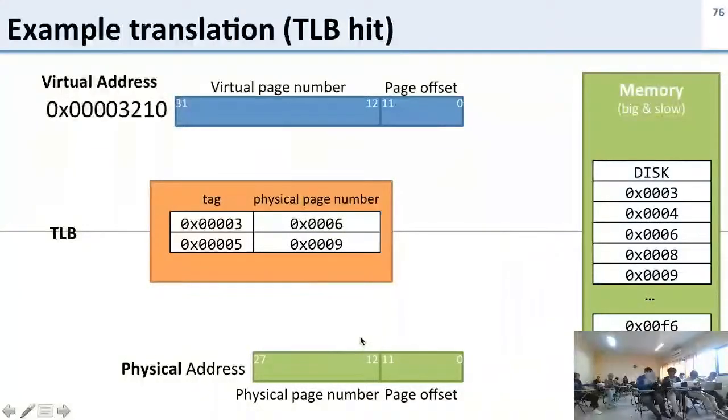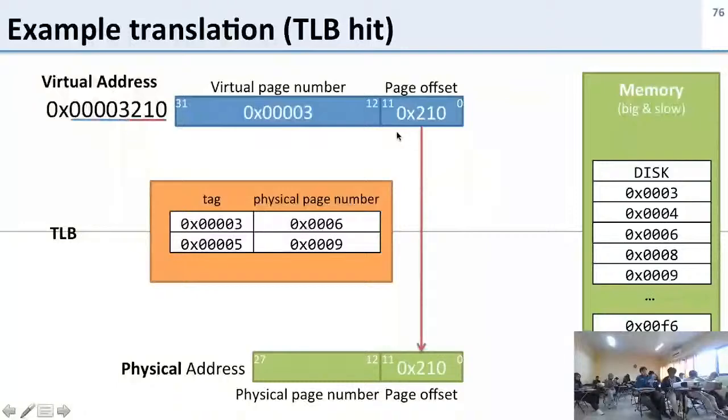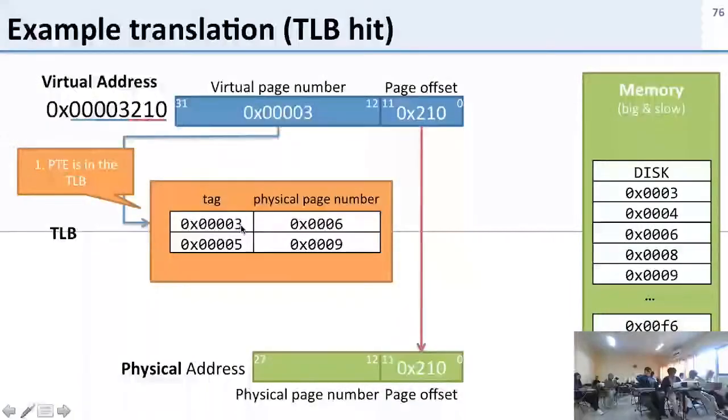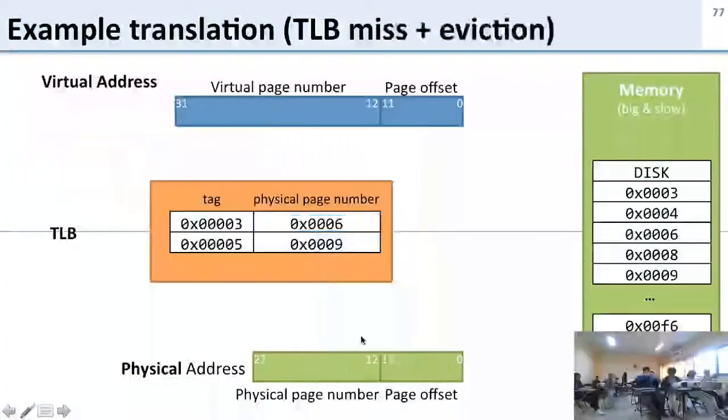So here's an example. We have a hit in the TLB. So we're going to go ahead and access this address here. When we run this address through the TLB, we find, hey, the data's in here. Great. So we've got our data. Now let's see what happens with this address.